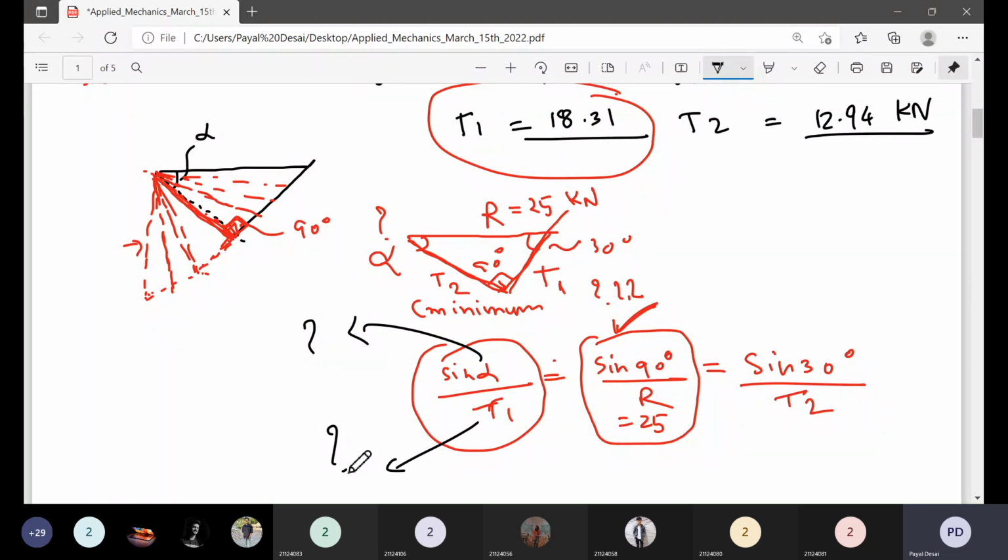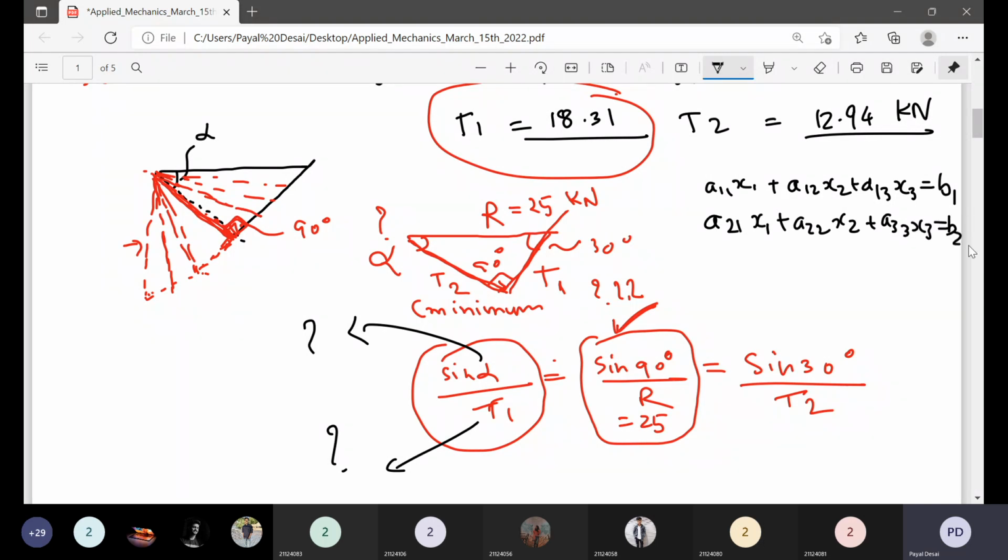With one equation I can find only one unknown. Simultaneous equations you must have studied in 12th standard. Mathematically, when I am having three unknowns, I need to have three equations, right? You must have studied this: a11 x1 plus a12 x2 plus a13 x3, then a21 x1 plus a22 x2 plus a23 x3.